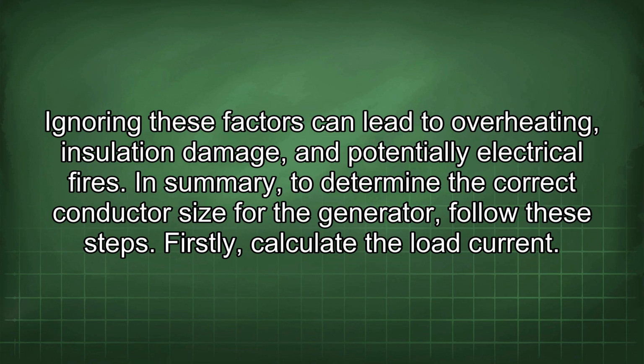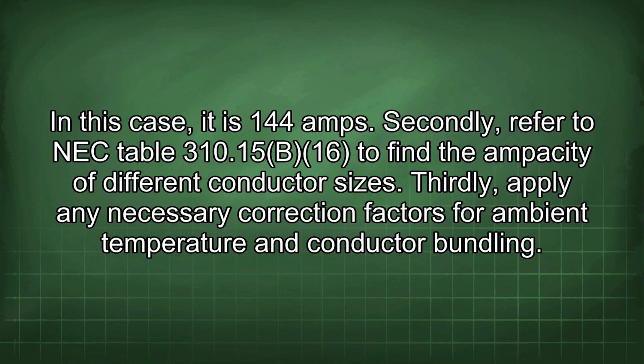In summary, to determine the correct conductor size for the generator, follow these steps. Firstly, calculate the load current. In this case, it is 144 amps. Secondly, refer to NEC Table 310.15(B)(16) to find the ampacity of different conductor sizes.